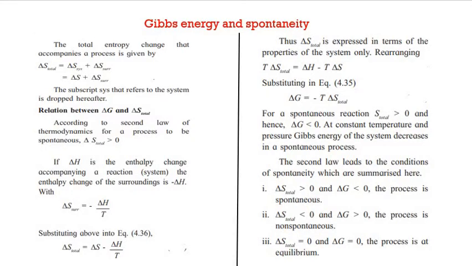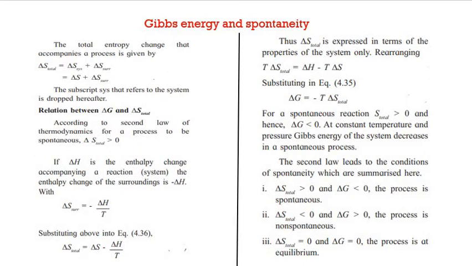Now, Gibbs energy and spontaneity. The total entropy change that accompanies the process, as we have just learned in the second law of thermodynamics, is delta S total equals delta S of system plus delta S of surroundings. Now we are dropping the subscript system and writing delta S plus delta S of surroundings.